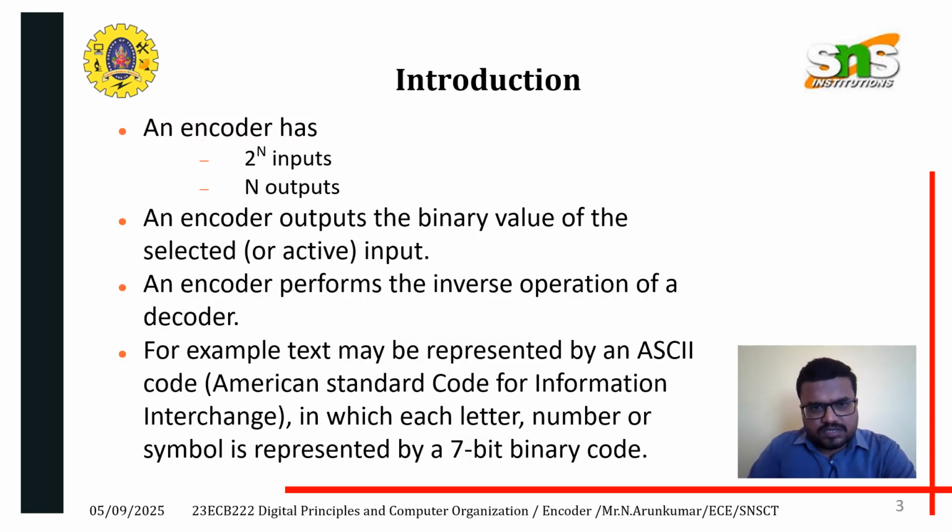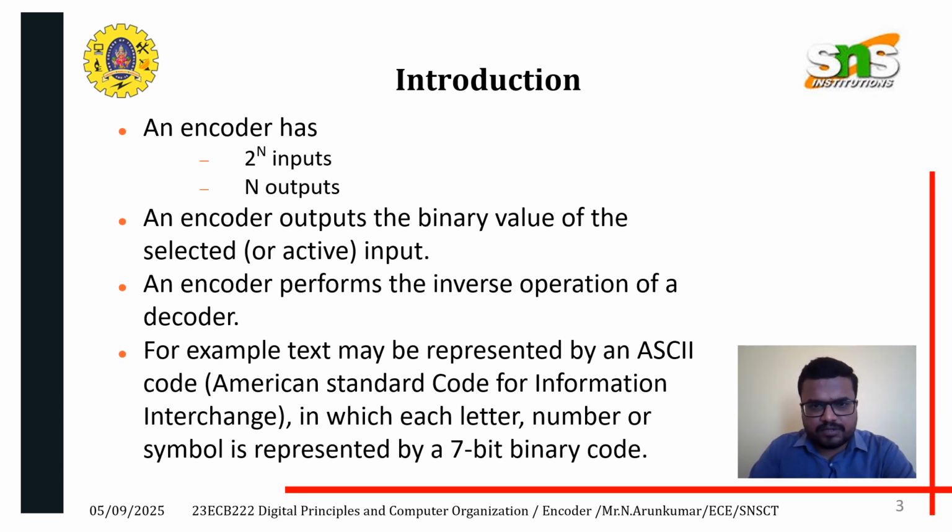So, introduction. Generally, the encoders have inputs and outputs. The inputs are considered based on 2 power n inputs and n outputs, where n is the number of bits. Suppose if you choose n equal to 3, then 2 power 3 equals 8. So 8 inputs are given and 3 outputs are taken.